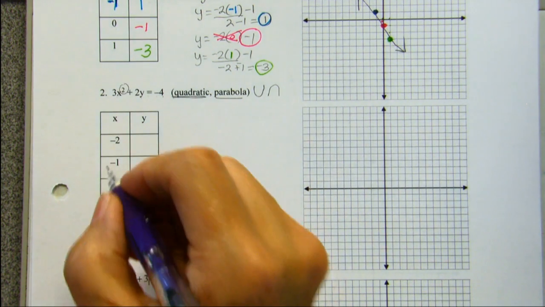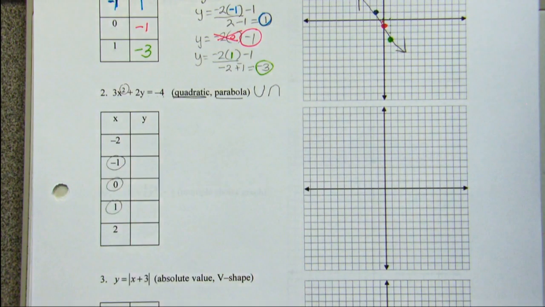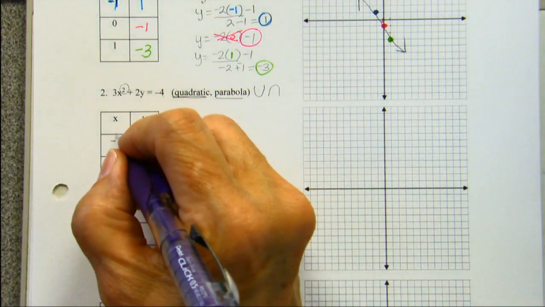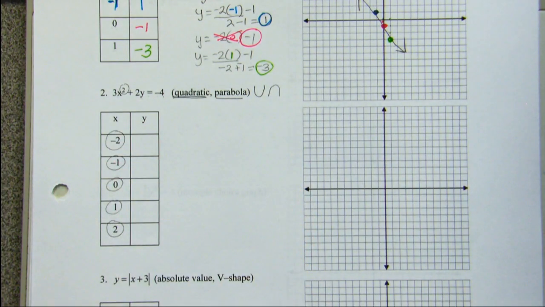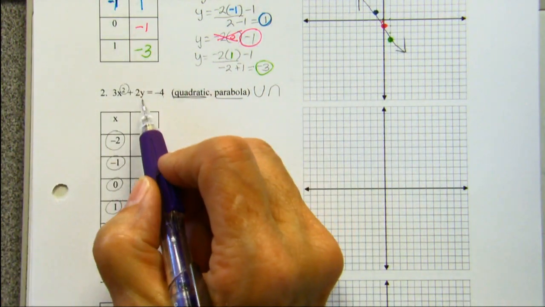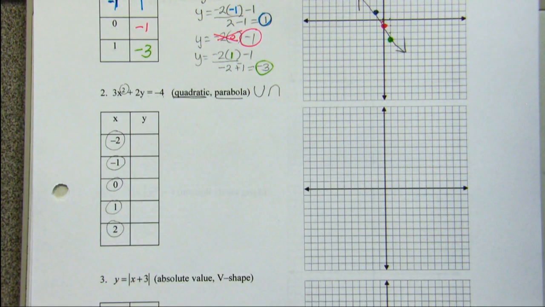Okay, so I have picked my negative 1, 0, 1. For parabolas, it's also good to include the negative 2 and positive 2. Now, I could solve for y if I wanted to, but I'm going to do it without solving for y and show you how that works.